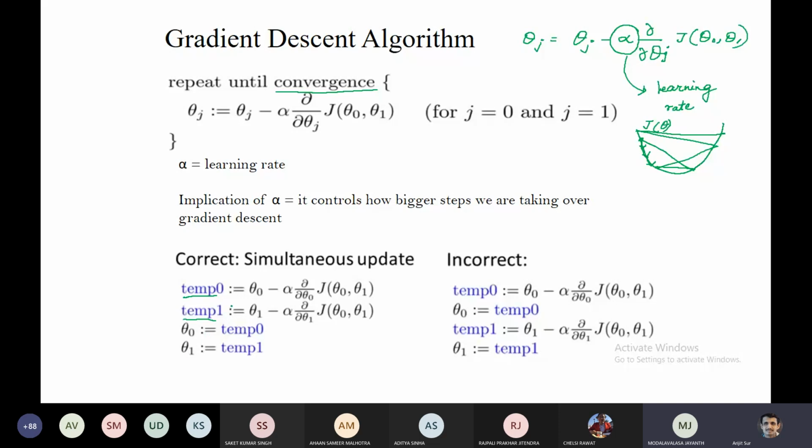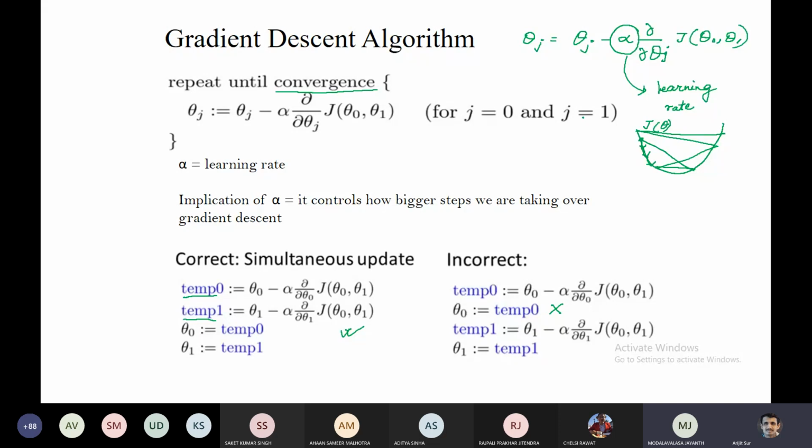Now you can see, don't update theta 0 first and then compute temp 1, because this theta 0 is used again here, so that is the incorrect step. So this is the correct order of changing theta 0 and theta 1. Okay, so these are just the algorithmic steps of the gradient descent algorithm.